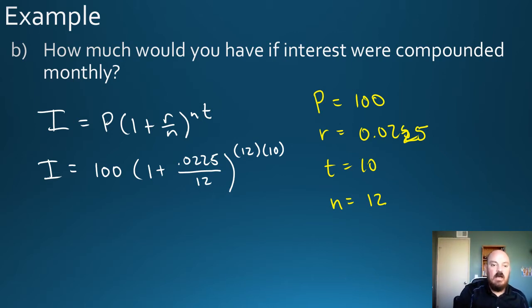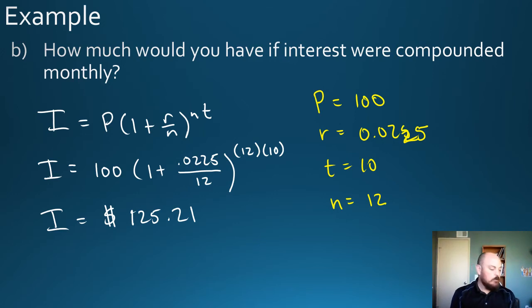Okay, this time I got about 125.21. So basically it was about 30 cents more than we earned last time. Last time we got 124.92. So over 10 years it's a tiny 30 cents. It's not much, but it is a tiny bit more.